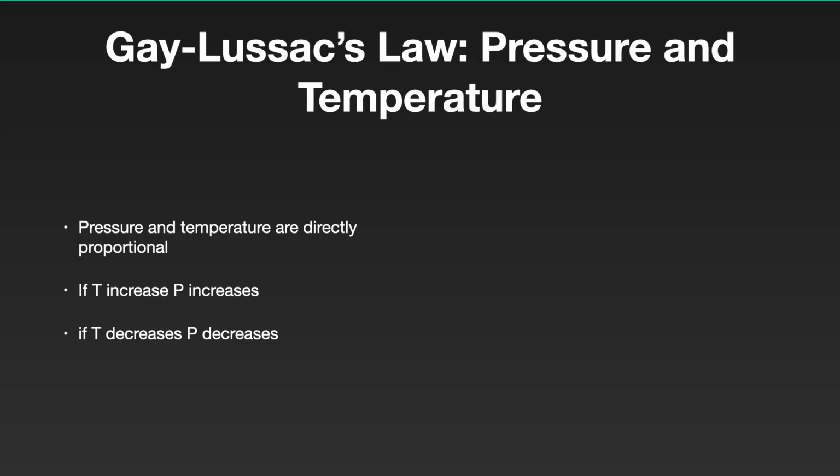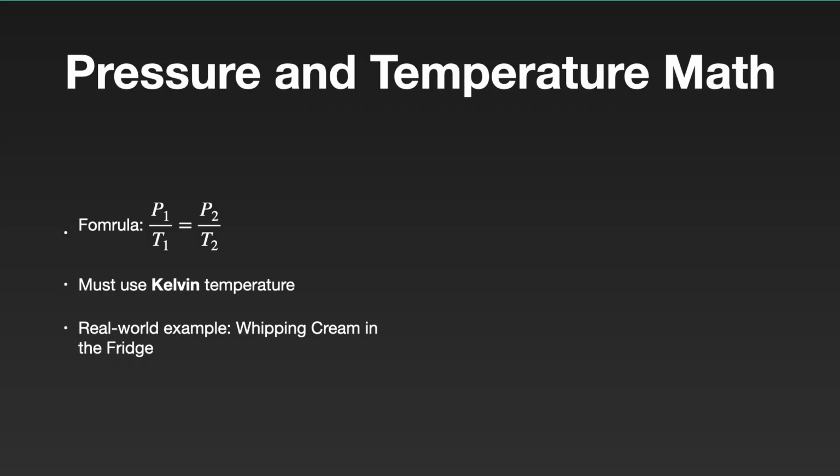Or perhaps while you're driving down the road, there's friction that heats up the gas. Here's the math for Gay-Lussac's law. We write the formula out: P1 over T1 equals P2 over T2. I would definitely write that down on a note card. And just like the other laws, you must use Kelvin for the temperature units to get the correct result.